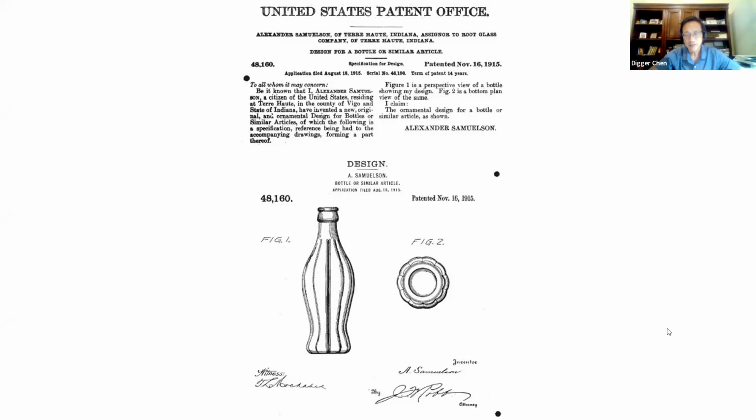Design patent. So you can see here, this is one of the United States Patent Office issued design patents. You can see the patent in this bottle shape was patented in 1915. So this is long expired. So these are kind of design patent.